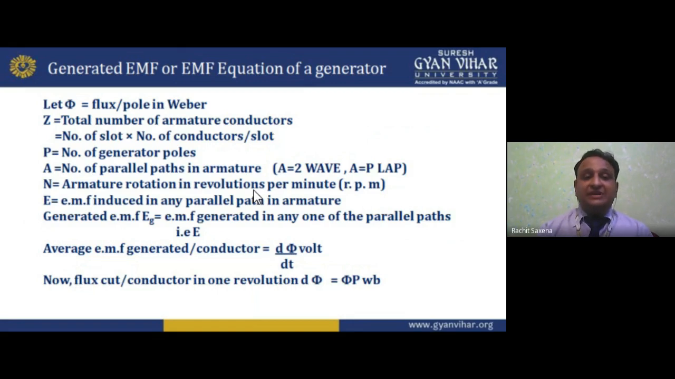Now Z I am representing as the total number of armature conductors. Armature conductors means the coils connected in the slots, that are known as conductors. So the total number of conductors is equal to Z. It depends on the number of slots and the number of conductors per slot. For example, 20 slots are there and 4 conductors in a slot, so 4 into 20, 80 conductors. We can calculate like this.